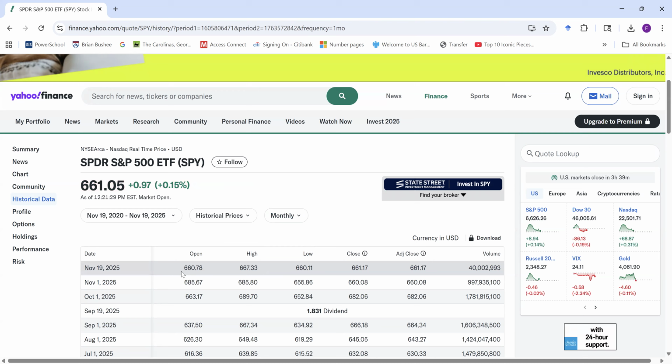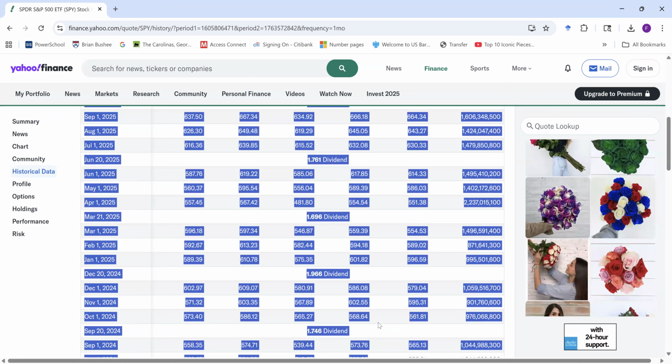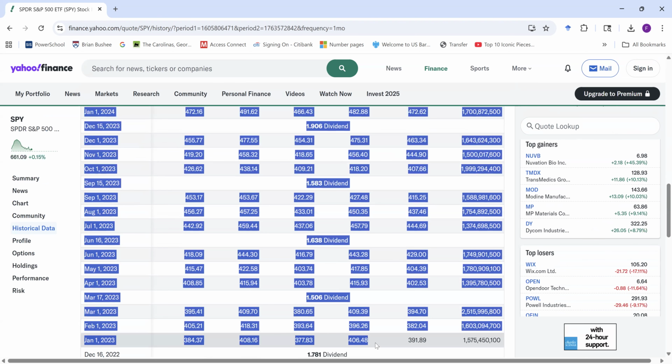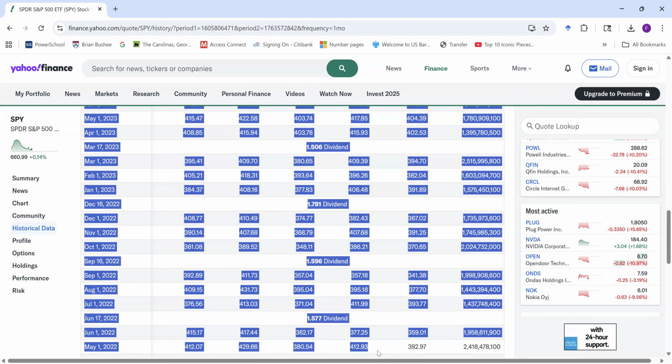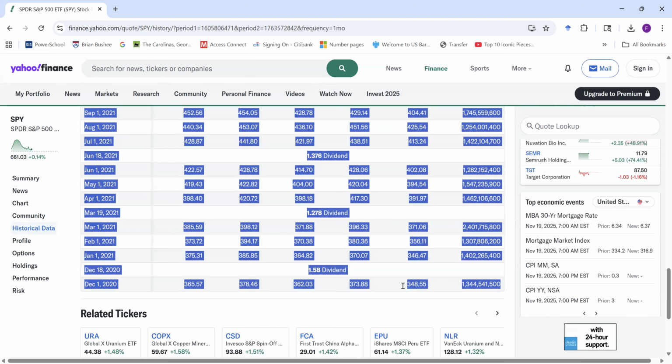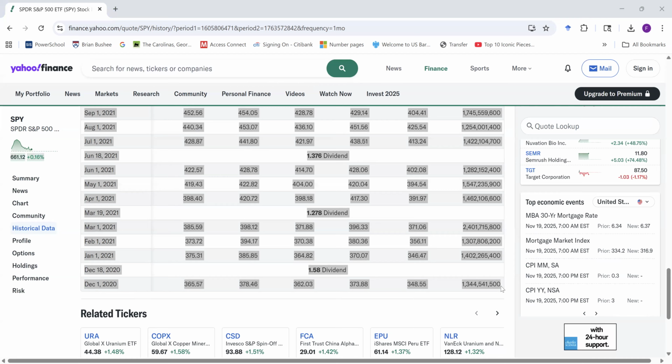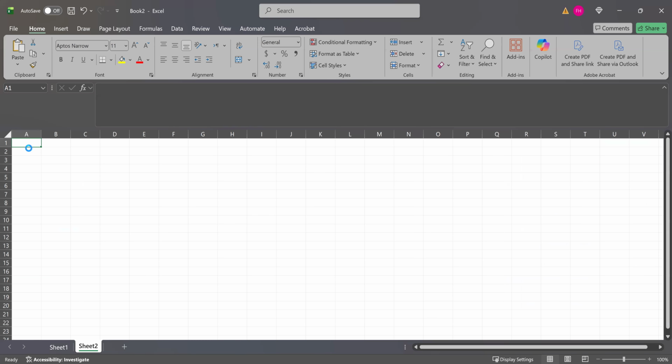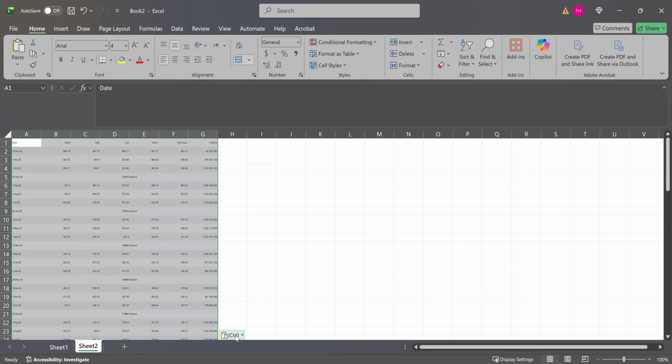So once you have the monthly data, you can select the data. However, this time you need to be more careful because you have quarterly dividends. So you need to delete many observations. So I'm gonna copy this and go back to Excel. I'm gonna have a different worksheet. So I've pasted the data.